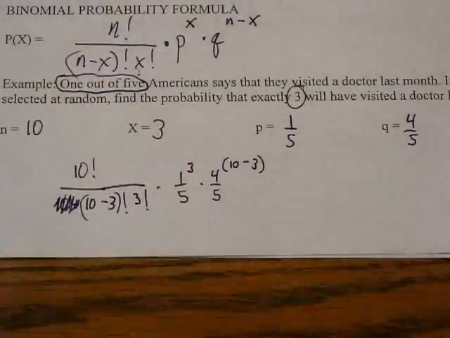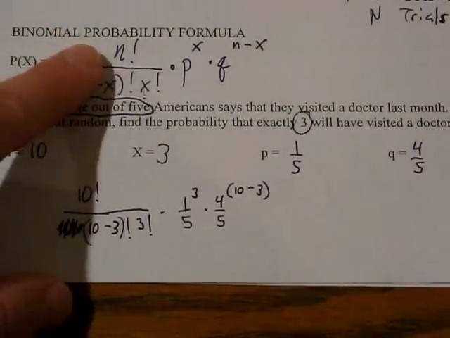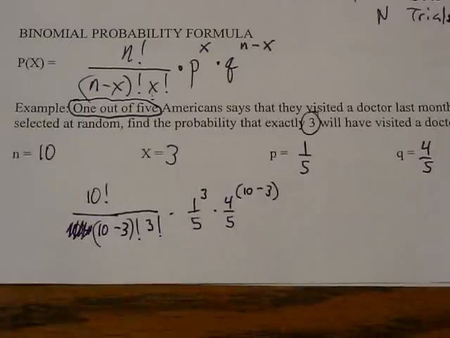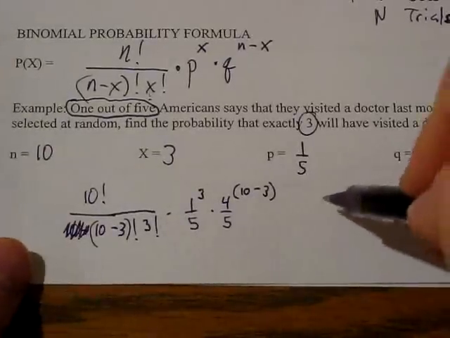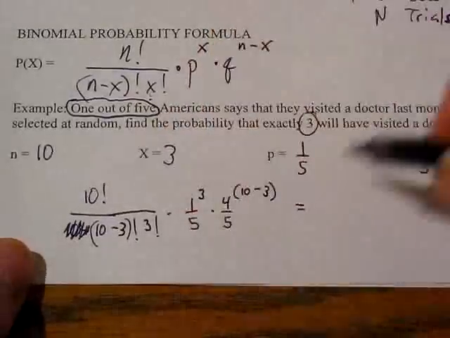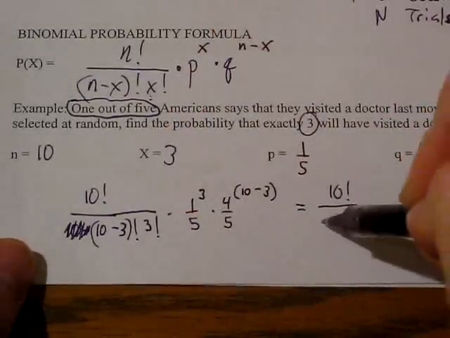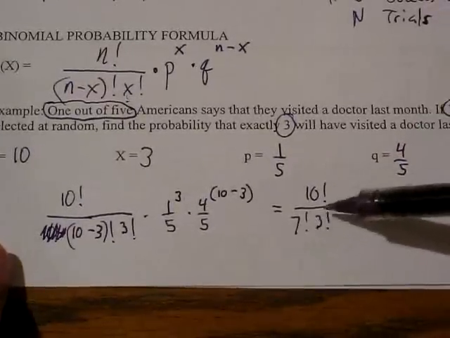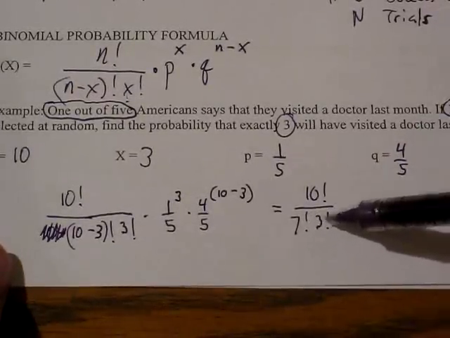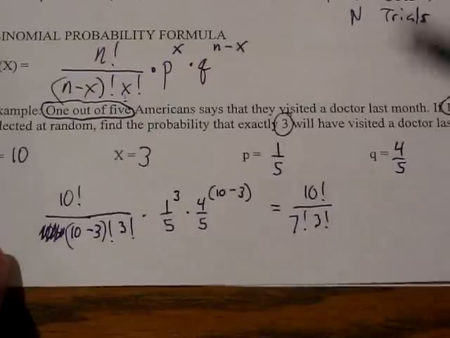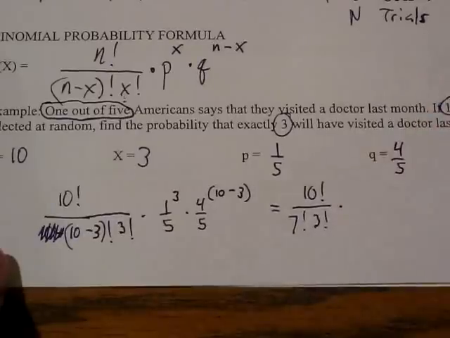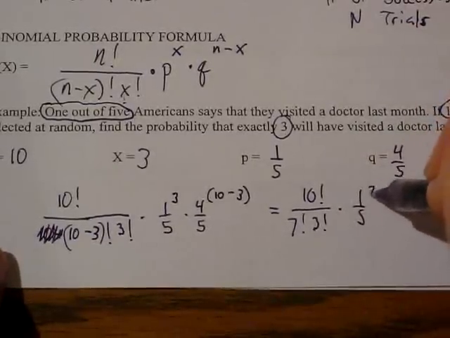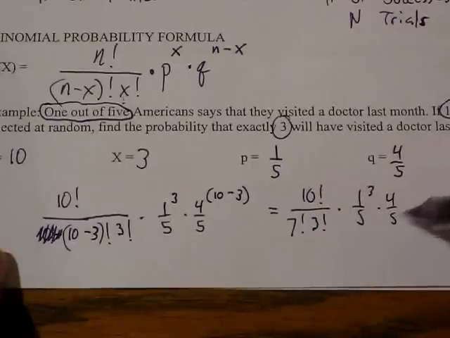I just wanted you to see where the numbers went according to this binomial probability formula. Now let's do a little bit of simplification. Simplifying my combination here, this is 10 factorial divided by 7 factorial times 3 factorial. 7 factorial times 3 factorial is not the same as 10 factorial. Some people simplified that out on the last test. No, that doesn't work. Now this is 1/5 raised to the 3rd power, and then 4/5 raised to the 7th power.